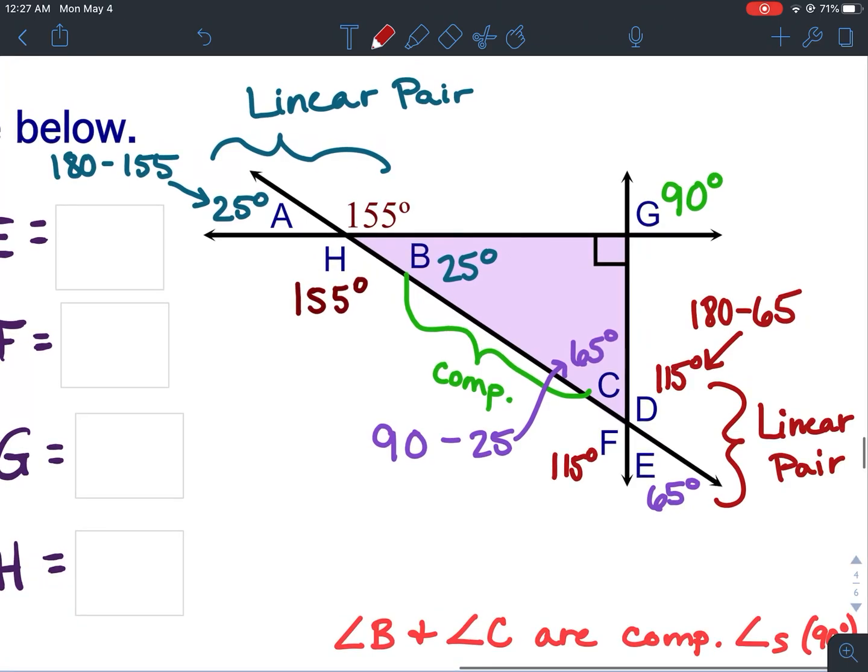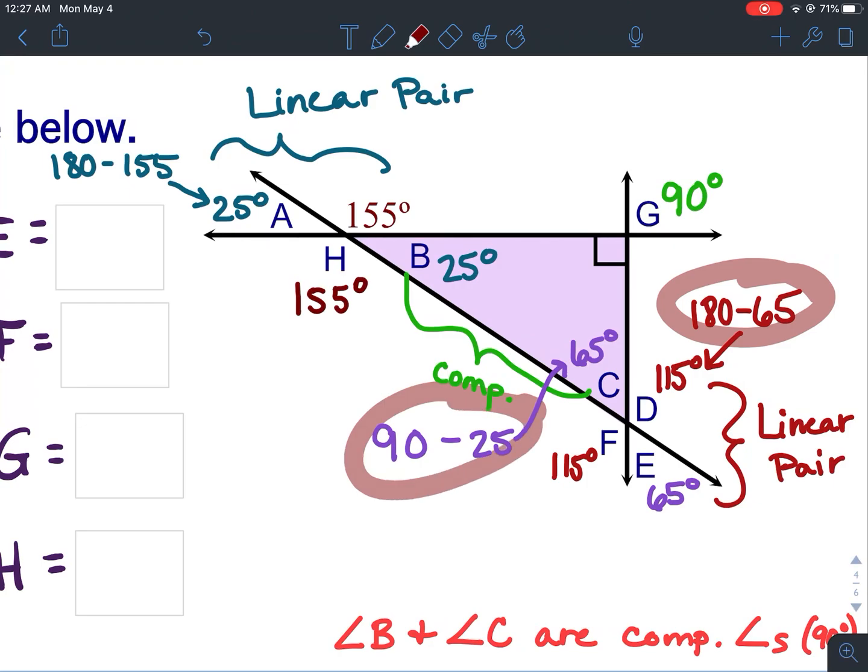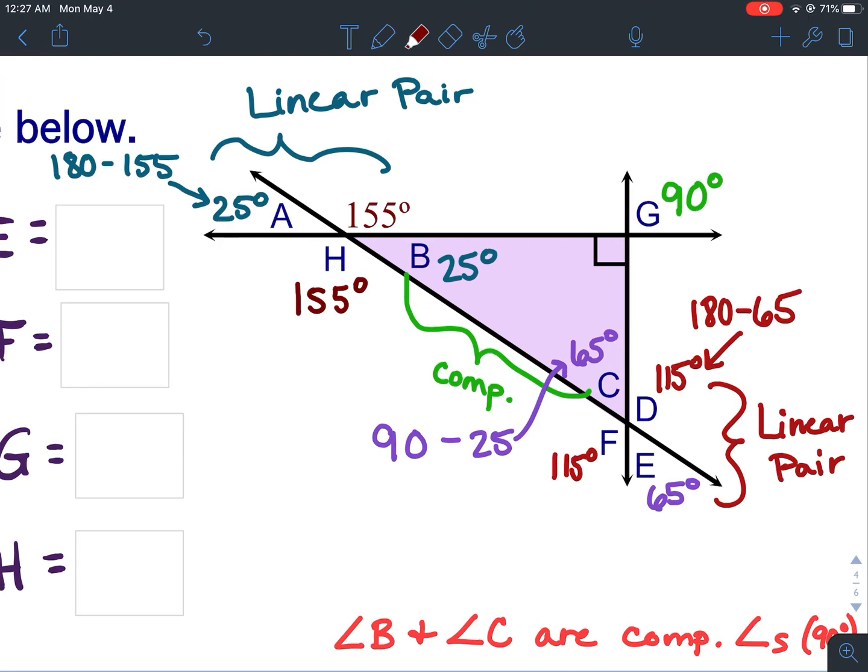Now, if you were doing this on your own as an assignment, would I expect you to write down the words linear pair or complementary? No. But I do expect you to write down the subtraction part so I understand where you got your measurements. Okay? So pause your video, get all of that written down.